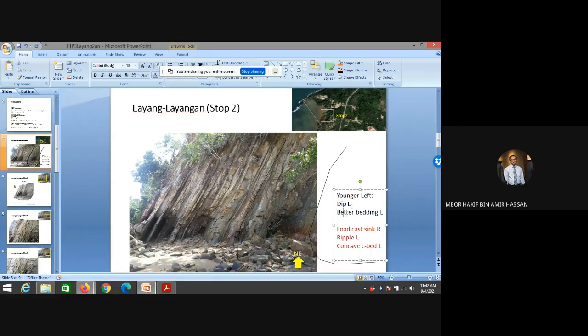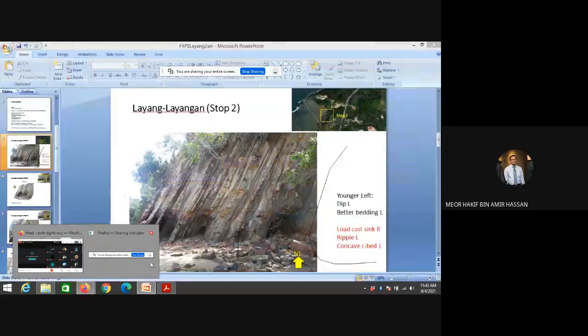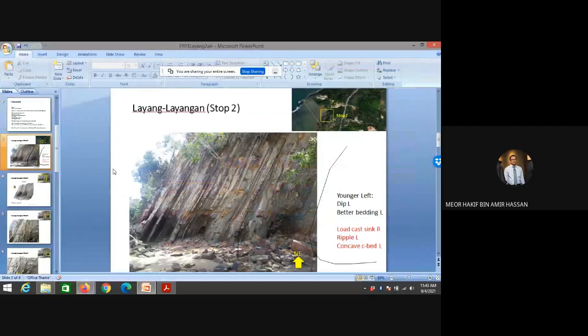Okay, so I think this one is the same dengan sini lah. The more reliable indicators are the sedimentary structures. Find sedimentary structures to help you. Okay? Any questions? All right. Okay, so if there are no questions, I'm going to leave you today with completing the sedimentary logs.